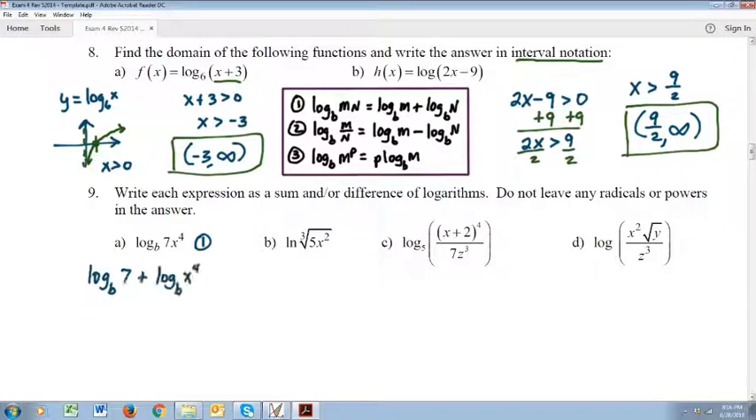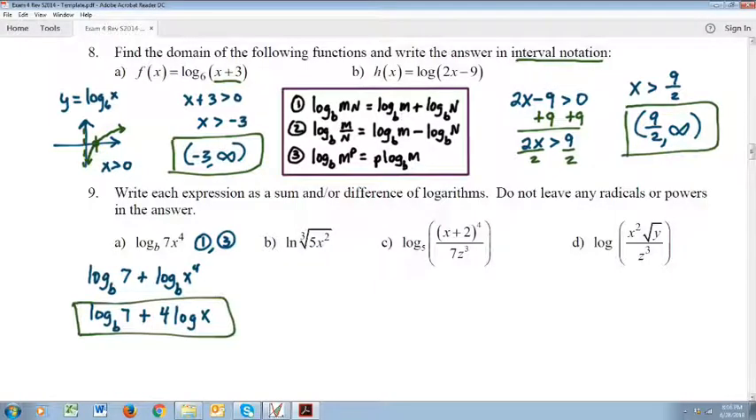So let's break this into a sum of logs. And see, now I can pull that 4 out front using our third rule, or the power rule. And so we get log base b of 7 plus 4 times the log of x. Whoops, and I forgot my b there, didn't I? Let me go ahead and put that in. All right, let's move on to b.